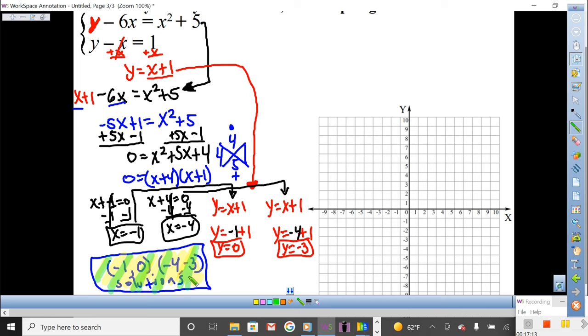Those are the points where what? Where both graphs what? Intersect. That is correct. If we were to graph them, which we are, it's a graph. Let's go.